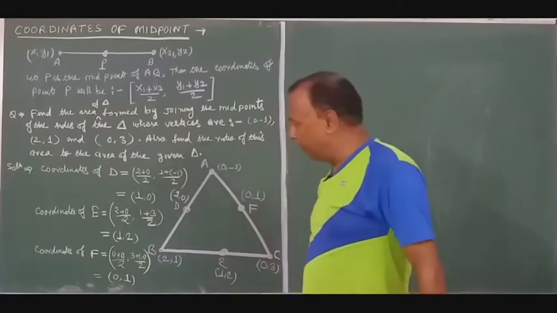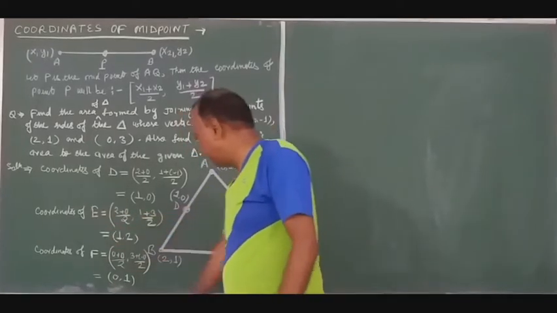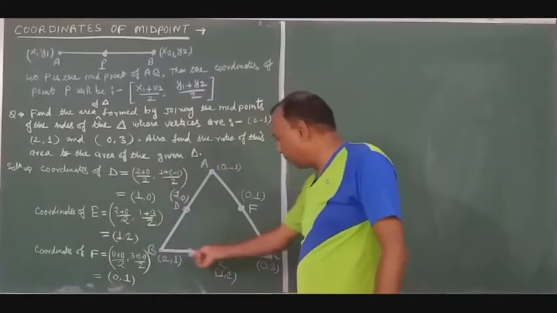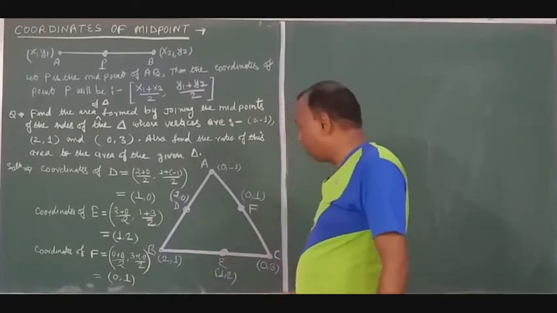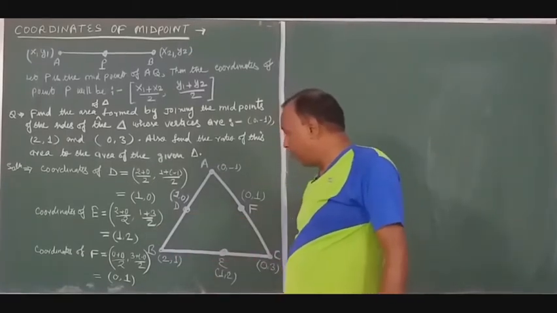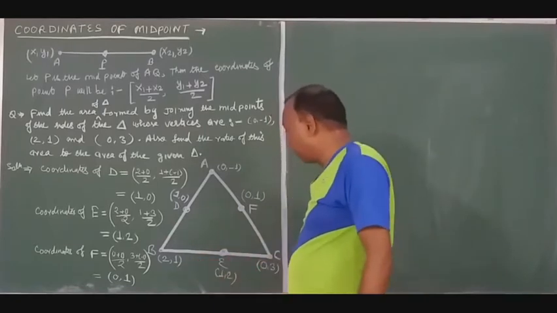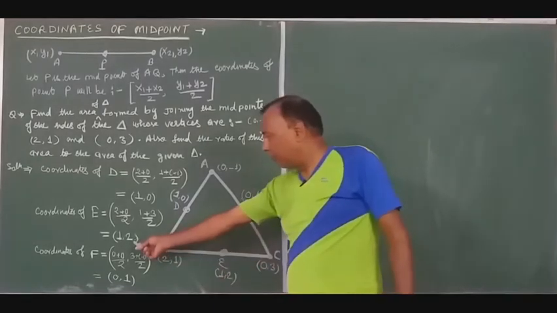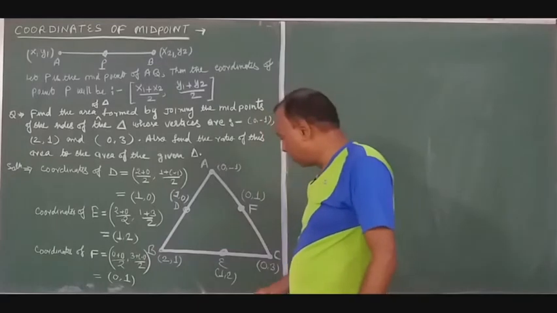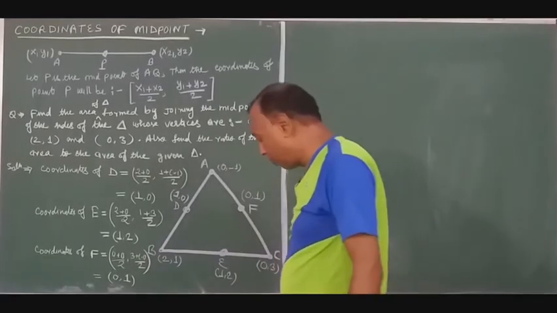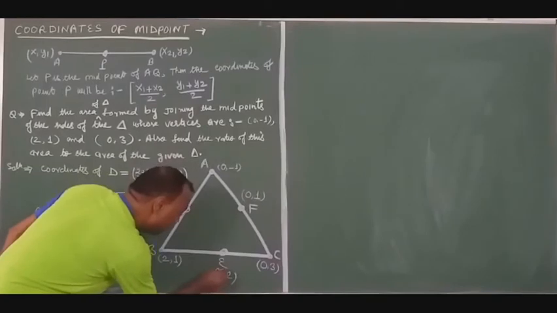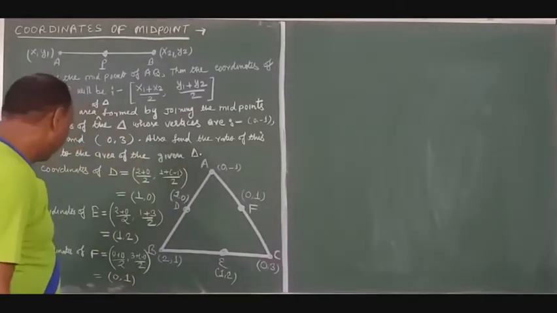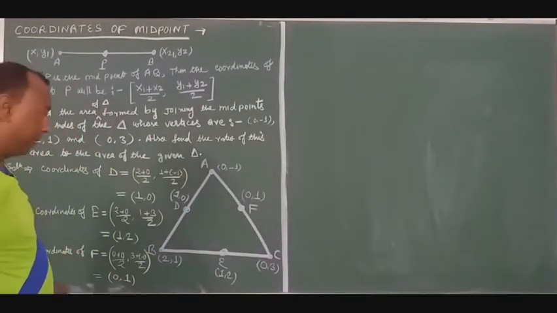Similarly, the coordinates of point E. E is the midpoint of BC. So what will happen? 2 plus 0 upon 2 and 1 plus 3 upon 2, that is 1 and 2. So what is the coordinate of this point E? 1, 2.